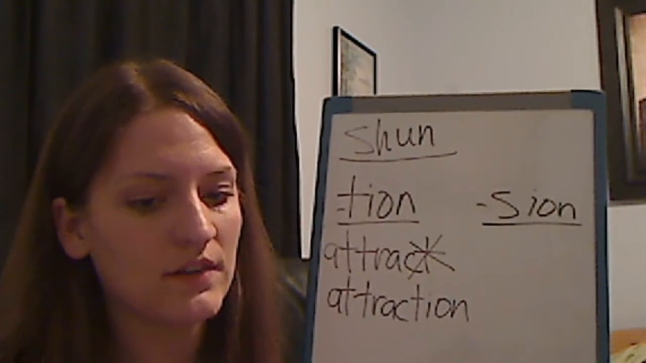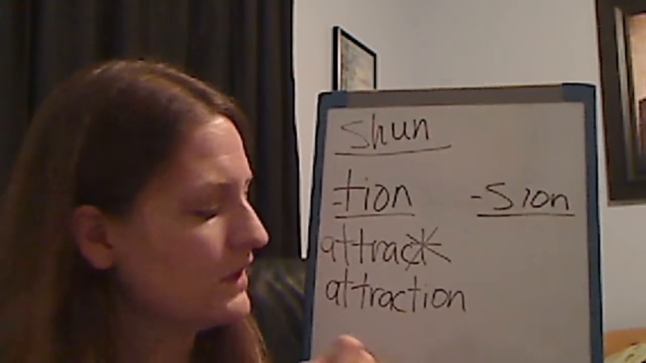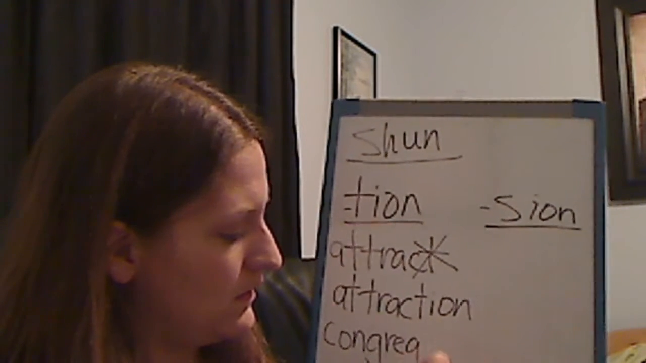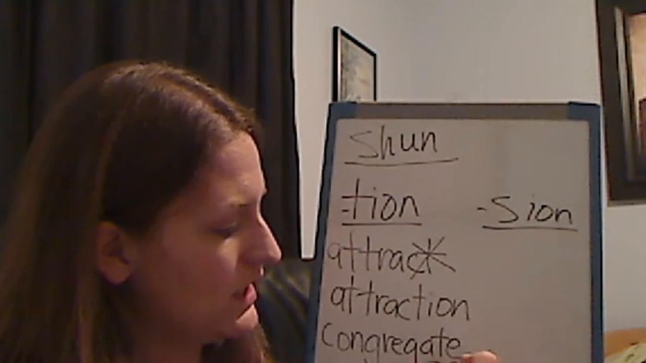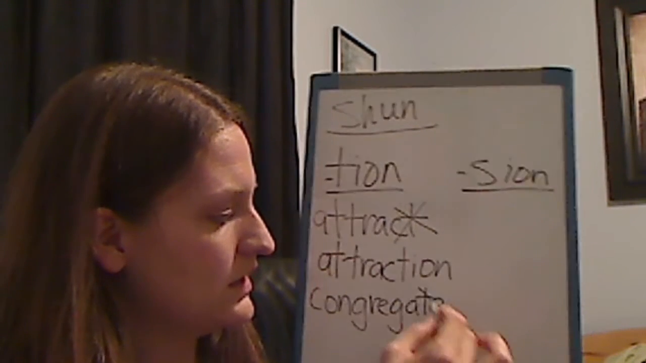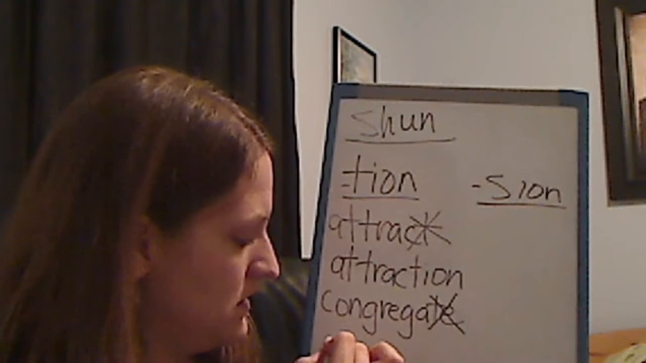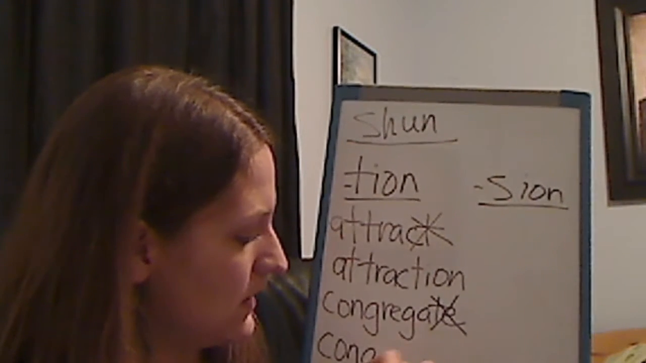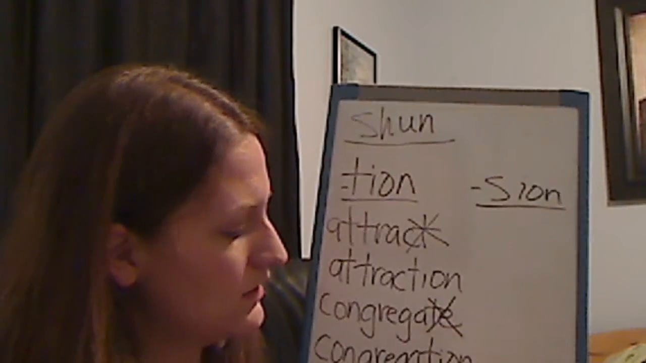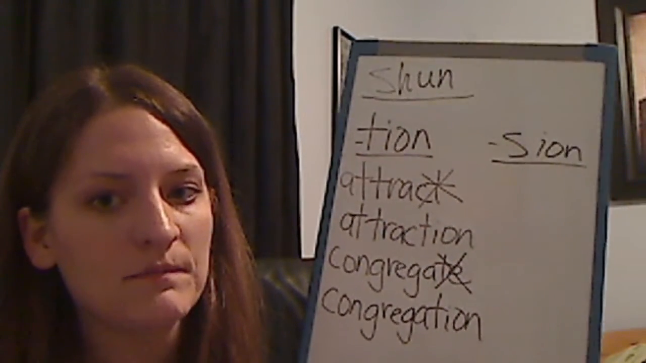So another example might be congregate. Now I want to add the shun ending, but it already ends in T, so I'm going to cross out the T-E, and I just add congregate, and I add my shun, congregation.